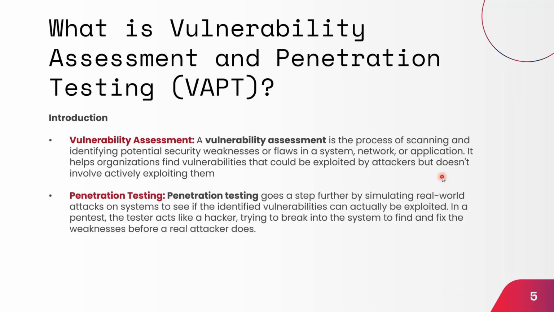VAPT, like I said, is performing scans on the network to identify potential weaknesses or flaws in all the assets. It could be in systems, network, or in the application. It helps the organization find vulnerabilities that could be exploited by attackers, but does not involve actively exploiting them. It's only identifying and highlighting those vulnerabilities to the owner of the system.